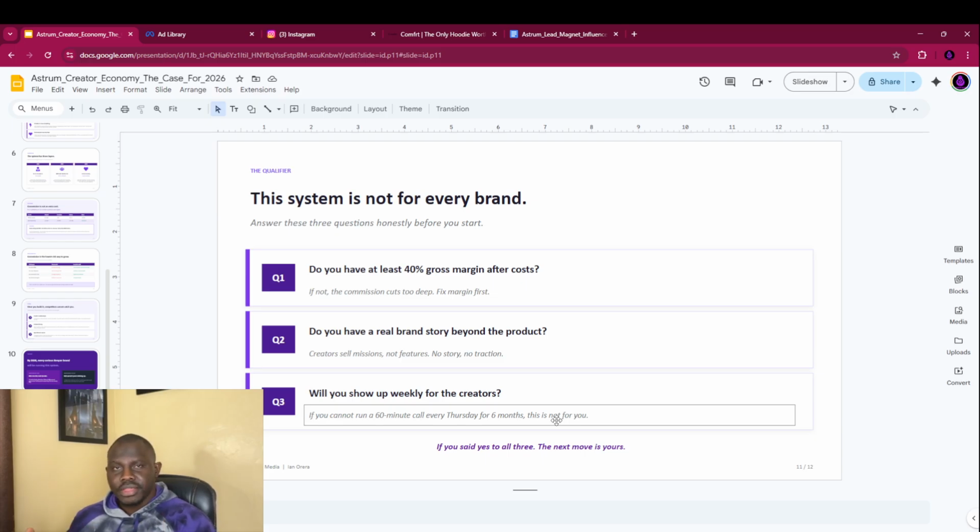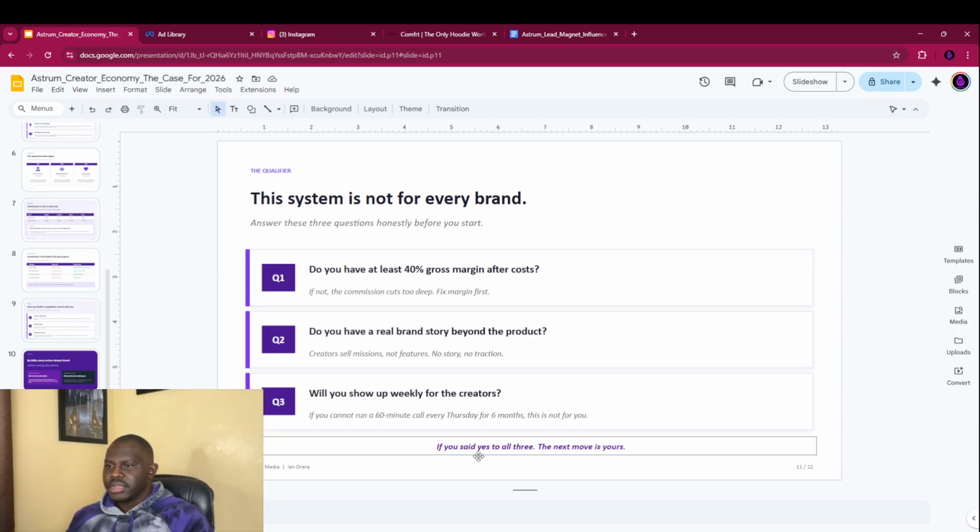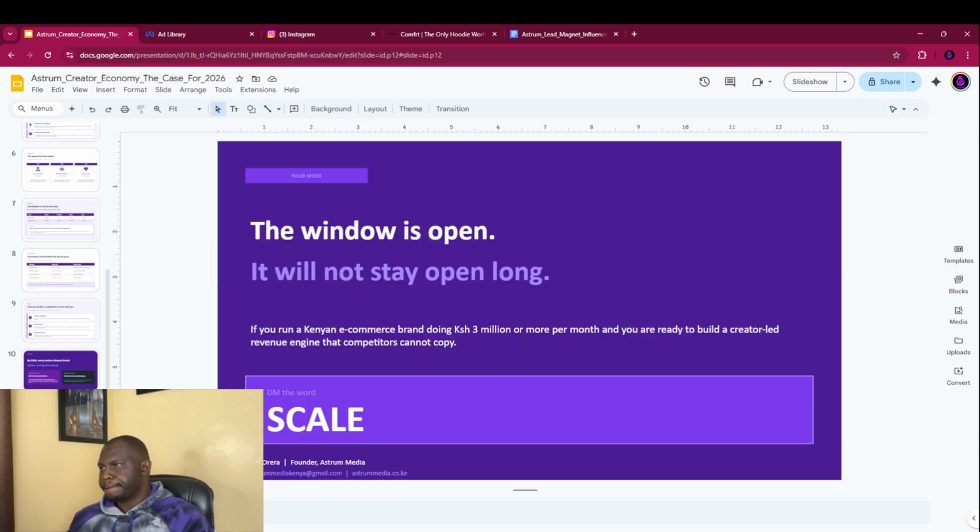So you have to be there for at least 6 months, so then you can replace yourself with someone managing this. It helps the founder being in this particular cause, because you're building relationships. These are not just random people, or else they'll quit. You have to be there, you have to sell on the vision, people have to believe in you, right? If you said yes to all three, the next move is yours.